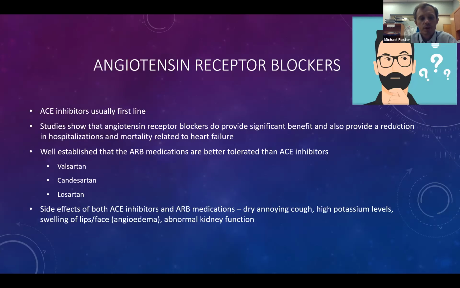So just to make sure we recap, the ACE inhibitor still would be first line. Usually a cardiologist is going to start an ACE inhibitor before an angiotensin receptor blocker. When an angiotensin receptor blocker is started first, there's usually a reason. Maybe the cardiologist or the physician doesn't think the patient's blood pressure would tolerate an ACE inhibitor. Maybe they have a history of a side effect to ACE inhibitors, etc.